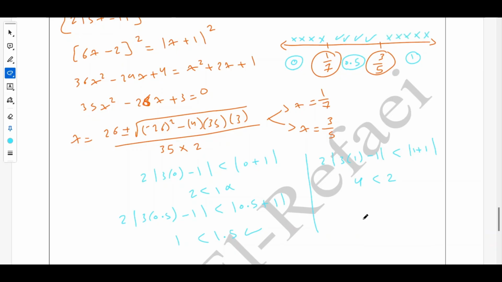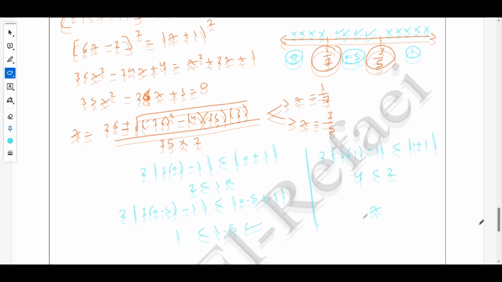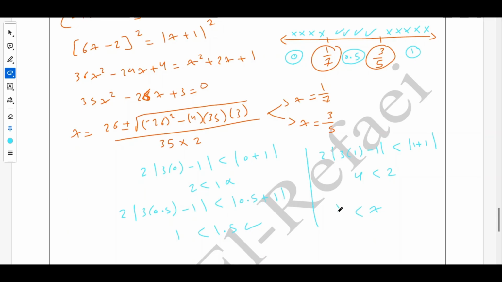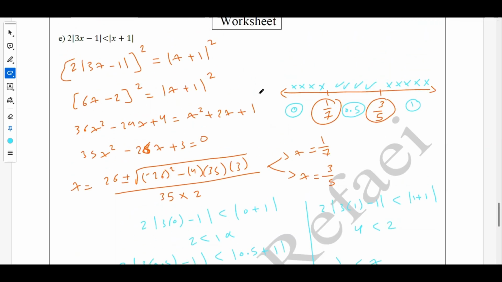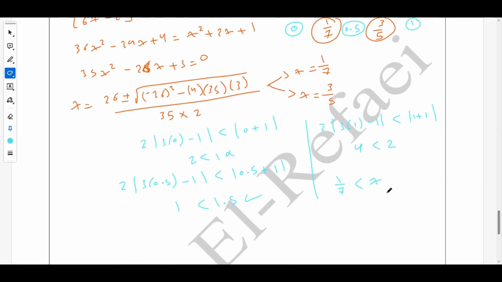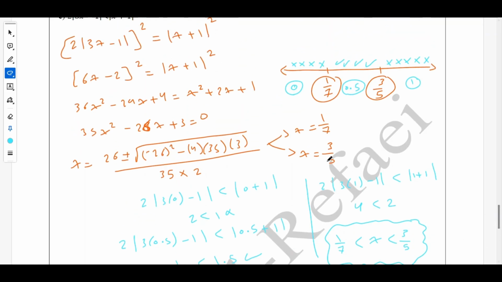So the correct answer is when x is more than 1 over 7 and less than 3 over 5. I did not try the equality sign because I don't have an equality value. So the extra step is drawing the number line, picking a value, and substituting.